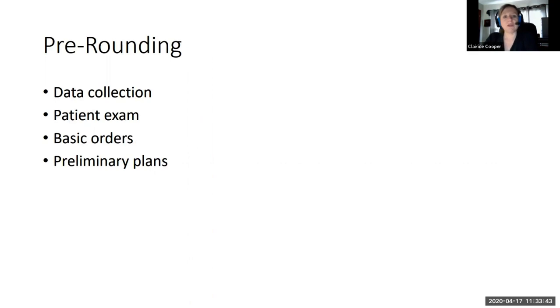The process of pre-rounding happens before the team rounds as a formal group, and that predominantly is data collection, but it's also a thorough exam of the patient, putting in basic orders, and also collecting your thoughts to make preliminary plans.